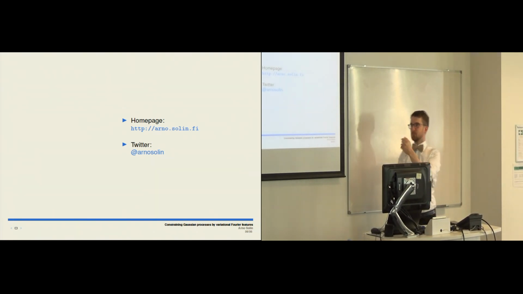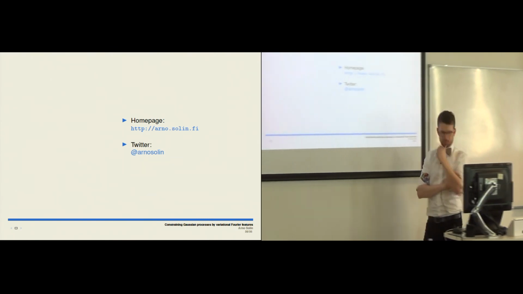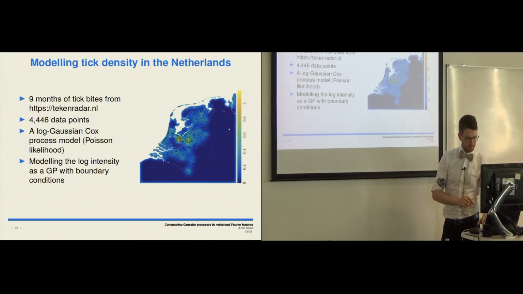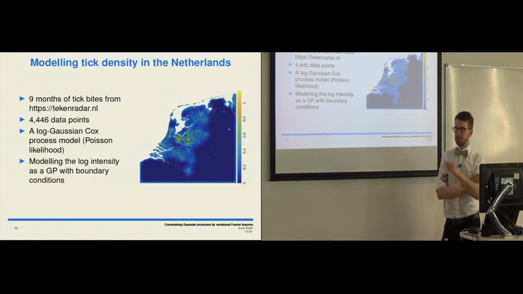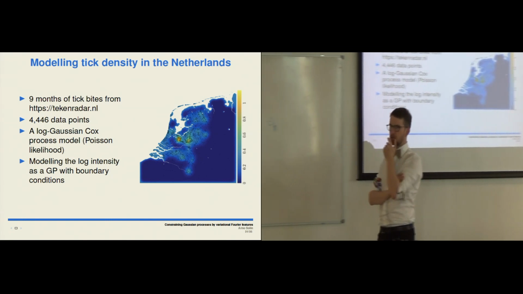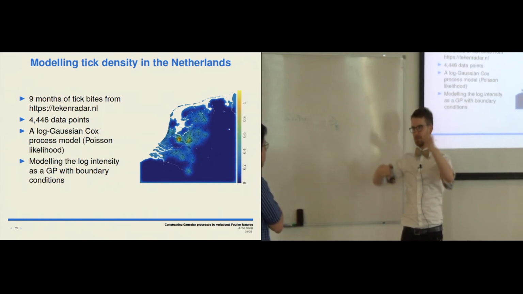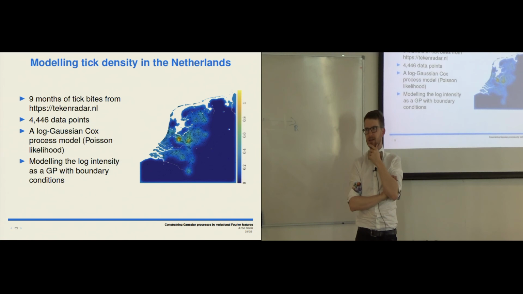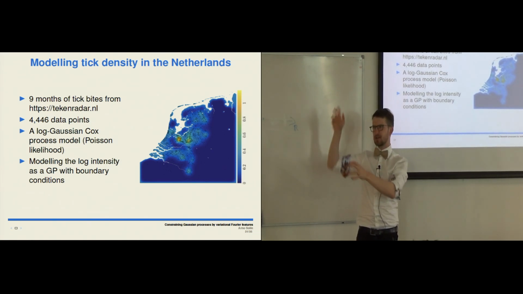So the example that you gave of the Netherlands only has like 4,000 something points, yeah? Yeah. So it's not really big data. No. It's more about the fact that you were using a non-Gaussian likelihood, and then having the complicated boundaries, like with the rivers and the lakes and the islands and things.